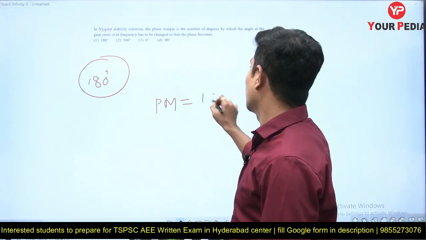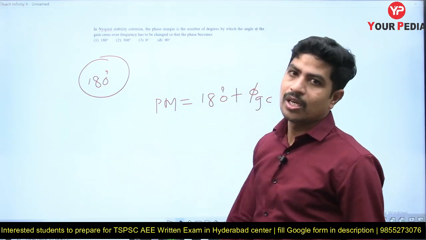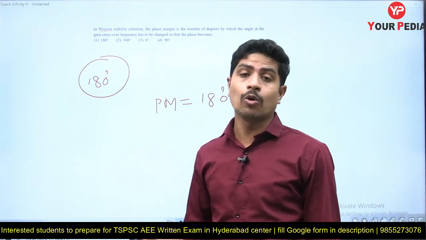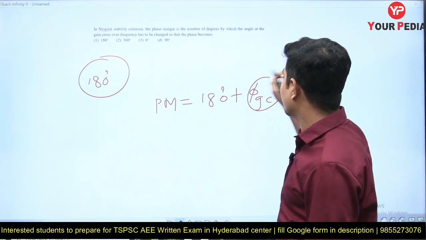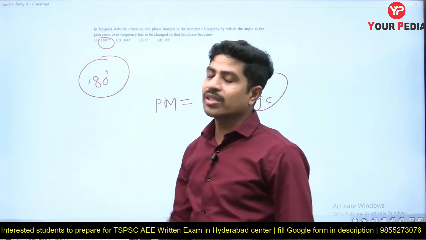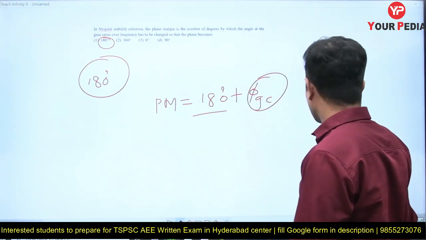What is the phase margin formula? 180 plus φGC. φGC is the phase angle of the given open loop transfer function at the gain crossover frequency. So till this becomes equal to 180. How many degrees are we going to take into consideration? That is 180. Okay, let's go to the next question.